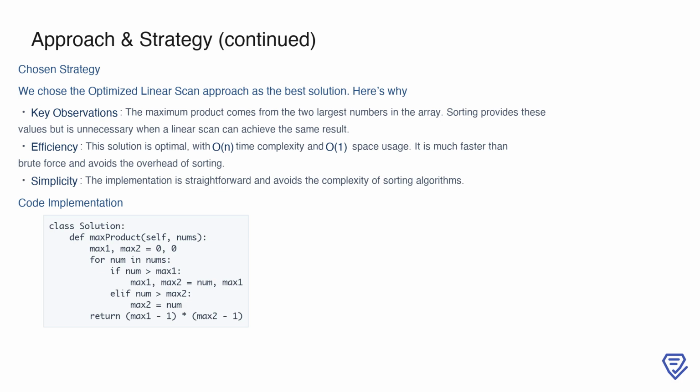Here's the Python code for this solution. The function initializes max1 and max2 to 0. As we iterate through the array, if the current number is greater than max1, we update max1 to this number and shift the old max1 value to max2. If the current number is not greater than max1 but is greater than max2, we update max2. After completing the loop, we return the product of (max1 - 1) * (max2 - 1) as the result.